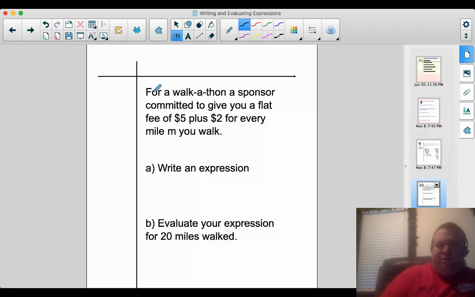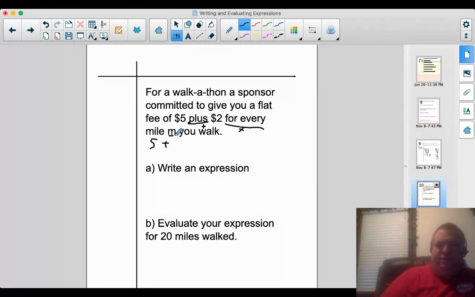Okay, so let's try to pick out some keywords here. A walkathon, a sponsor, commits to give you a flat fee of $5 plus tells me I'm going to have addition in there somewhere. $2 for every mile you walk. So for every or each tells me that I'm going to be multiplying. So I should have addition and multiplication involved here. Okay, so we think we're given the $5 flat. Okay, so we're given $5 at least, plus $2 for every mile.